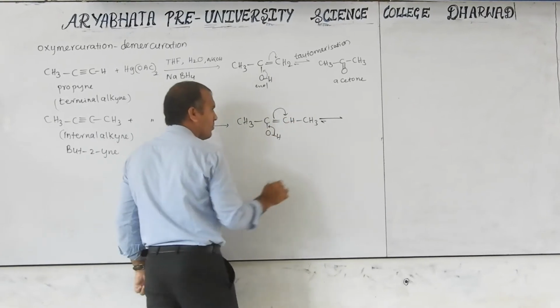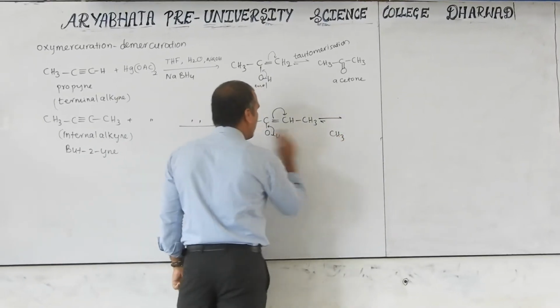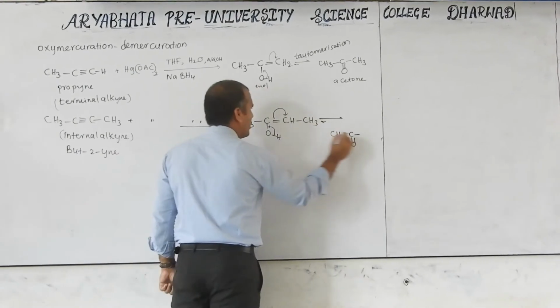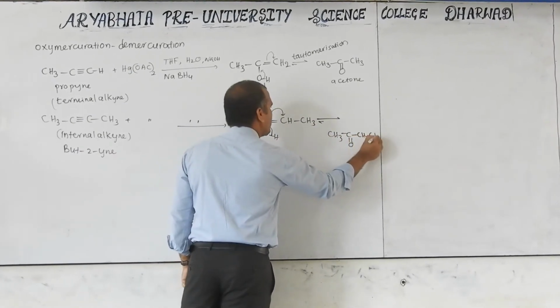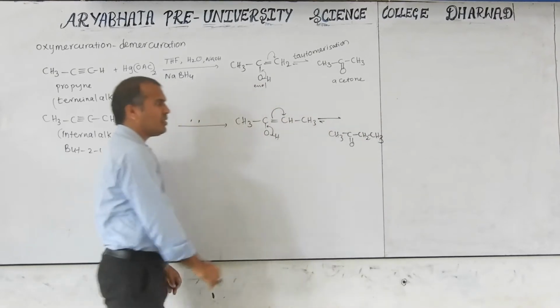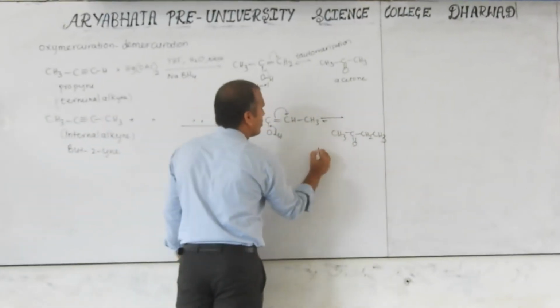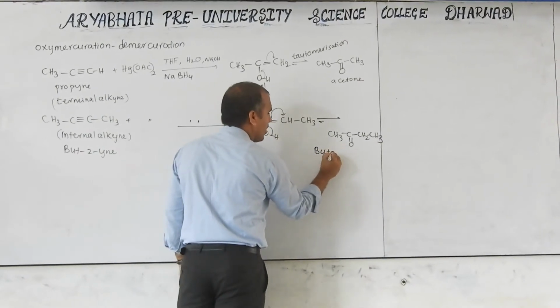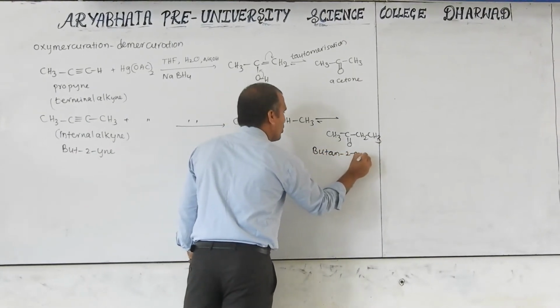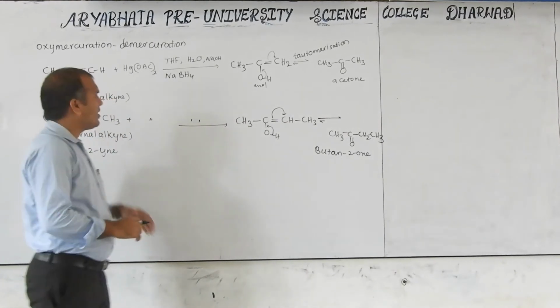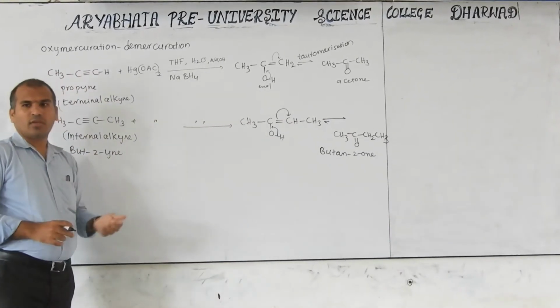This H bonded to here. Then CH3, C double bond O, CH2 and CH3. This is propanone, not propane. 1, 2, 3, 4, butanone. Four carbons are there, that's what it is. Like this we can prepare the aldehyde and ketone.